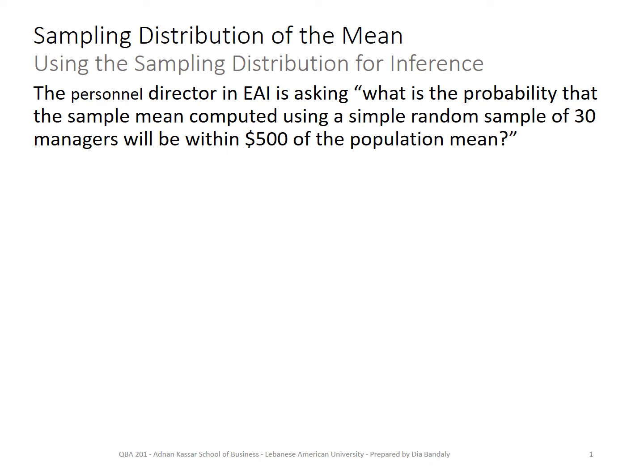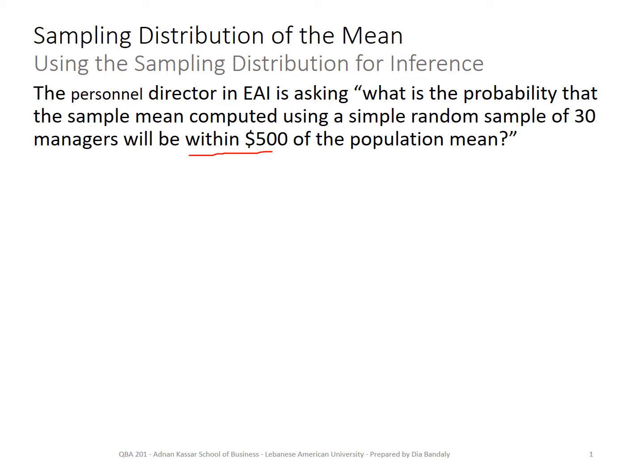All right, so let's use what we learned in this example where the personnel director is asking: if I collect a sample of 30 from my pool of managers of 2,500, what's the probability that the sample mean will be within $500 from the population mean? Okay, so let's see that. And here, bear in mind that we know in the background what mu is, we know the population, but now we are just experiencing what would be the power of sampling distribution.